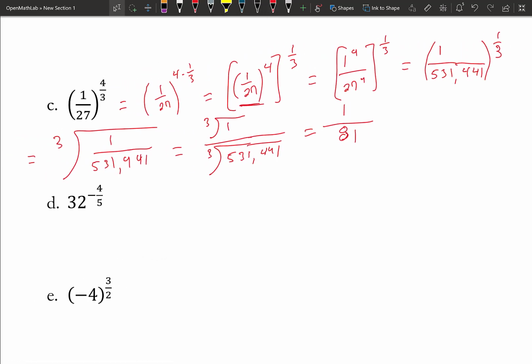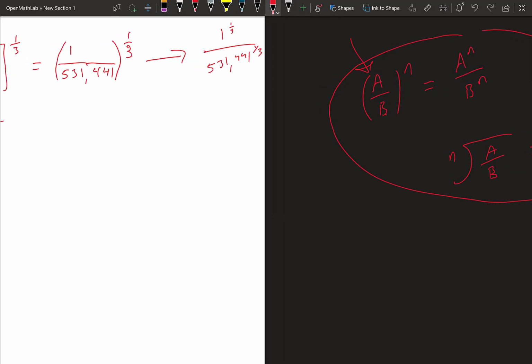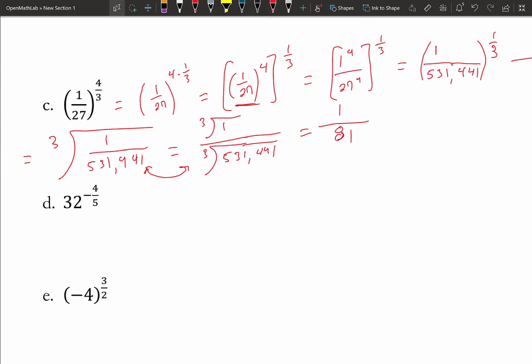So alternatively, if you didn't want to do this step, what you could have done is from here, apply this to get 1 to the 1/3 divided by 531,441 raised to the 1/3 power. So just using this exponent rule here, and then you could convert that to be the cubic root of 1 over the cubic root of 531,441. But then we would get to the same answer. The only thing is if you didn't remember or know this connection, but you should definitely know that. If you don't know it, it's something you should know.